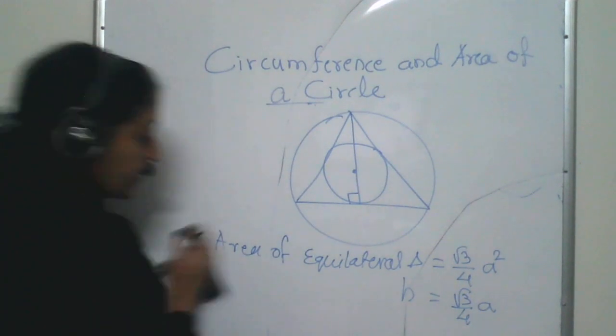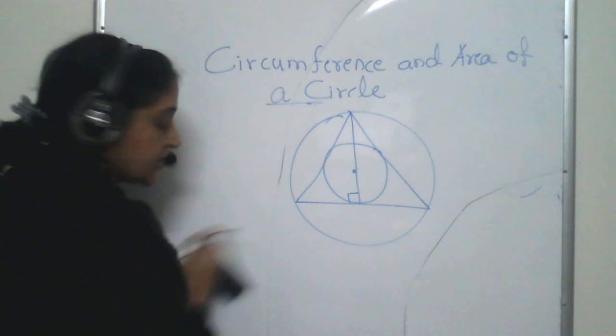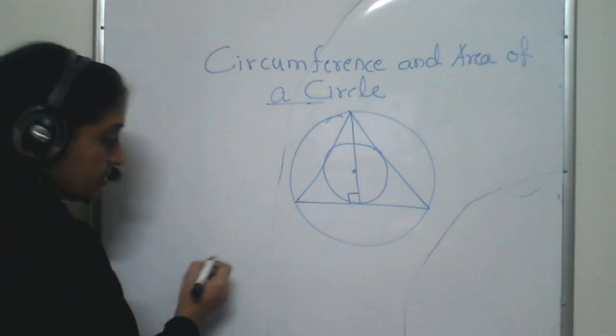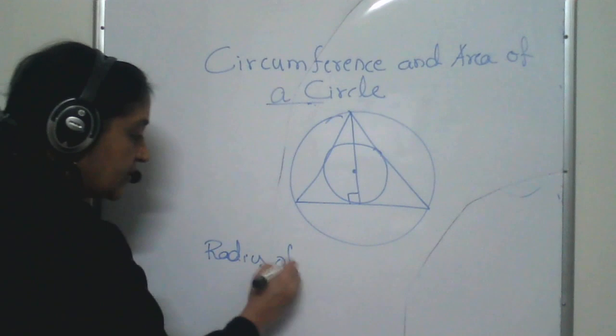So how do we do that? We'll check. It's a ready-made formula. You don't have to deduce it, but you need to remember it. Okay, now first is what? Radius of incircle.